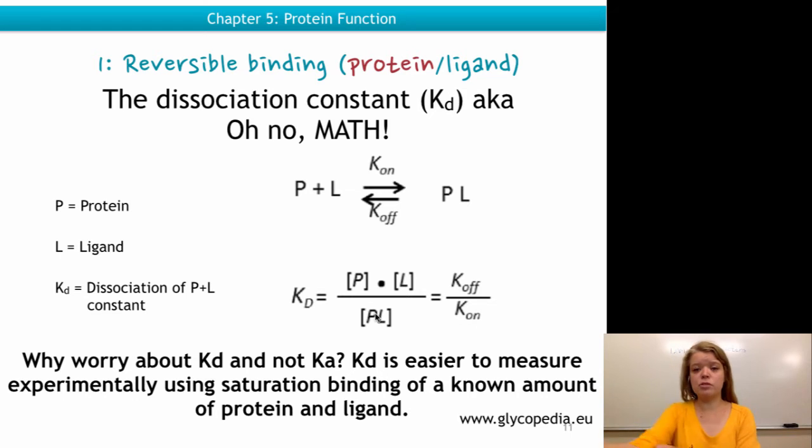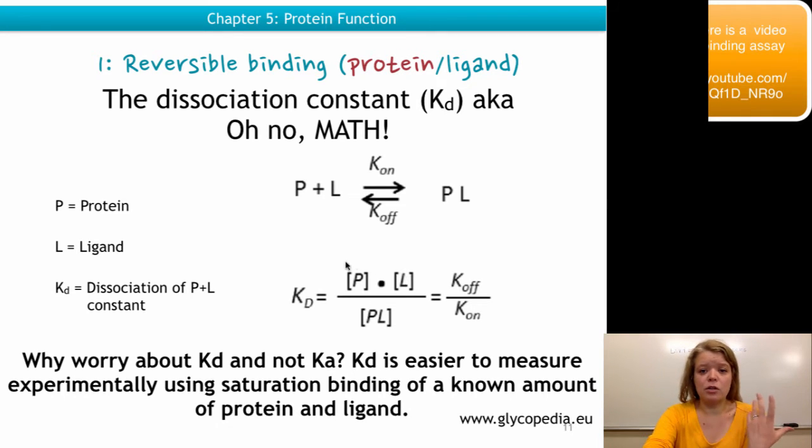You can make a bunch of your protein and your ligand, saturate your protein with your ligand so you know that all the binding sites have been filled, and then measure how much of the ligand is left over in your solution that hasn't been saturated. And from that, since you know the concentration of the ligand and you knew the concentration of the protein, you can start to calculate the Kd.